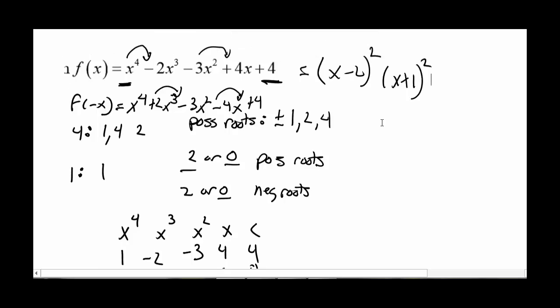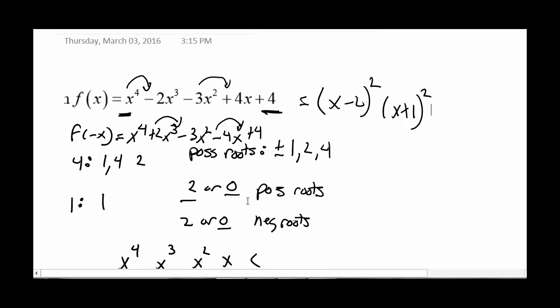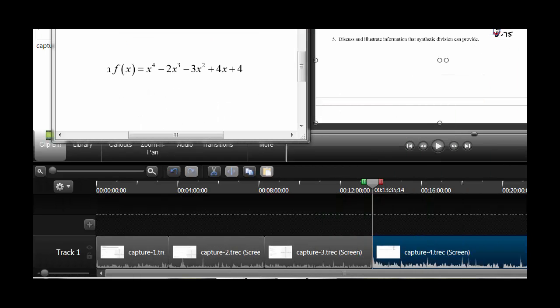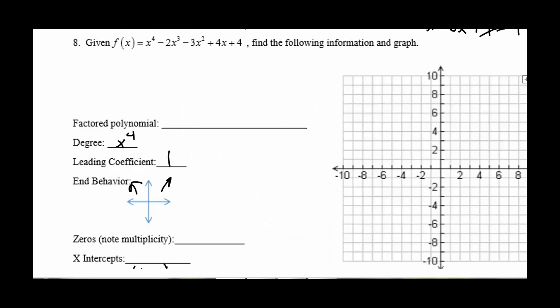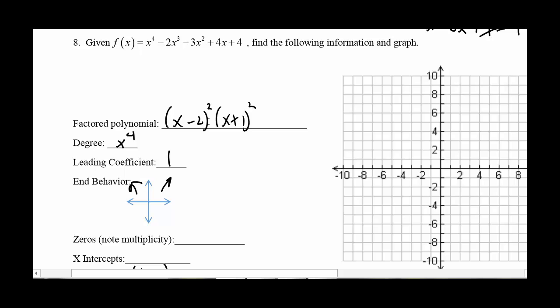And as far as our Descartes goes, we said that there would be 2 positives or 2 negatives, and we got 1 of each. Okay, so let's take this, put this back on the other side. So x minus 2, x plus 1. Minus 2 plus 1. Okay, so x minus 2 squared, x plus 1 squared.